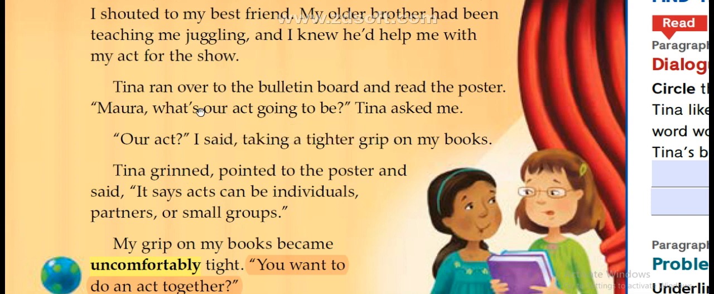She didn't tell her, do you want to do it alone or should we do it together? She didn't ask Mora anything. She directly told her, what are we going to do together? Remember here? "Mora, what's our act going to be?" Tina asked me. So this sentence here shows us that Tina is always in charge. She's always bossing around and controlling Mora. She doesn't let Mora speak up. So we should circle this sentence.